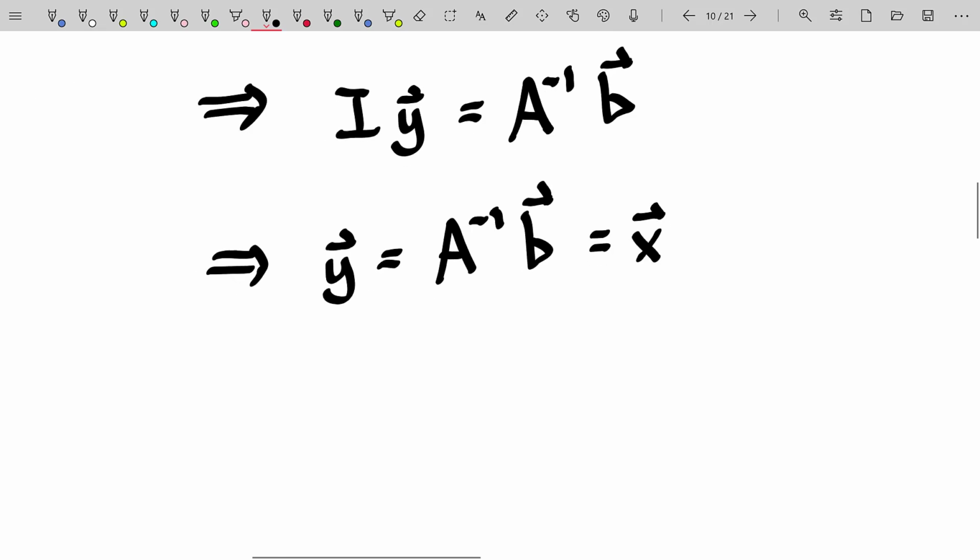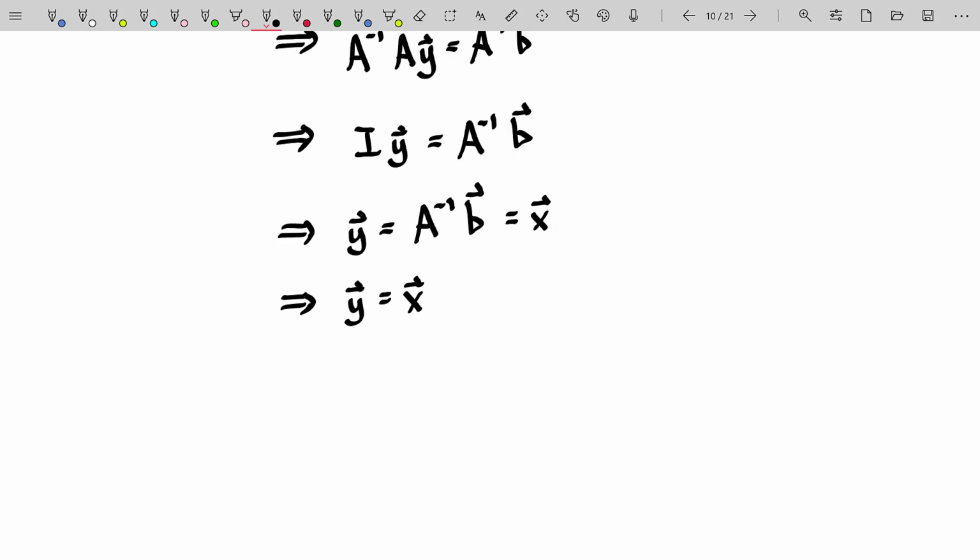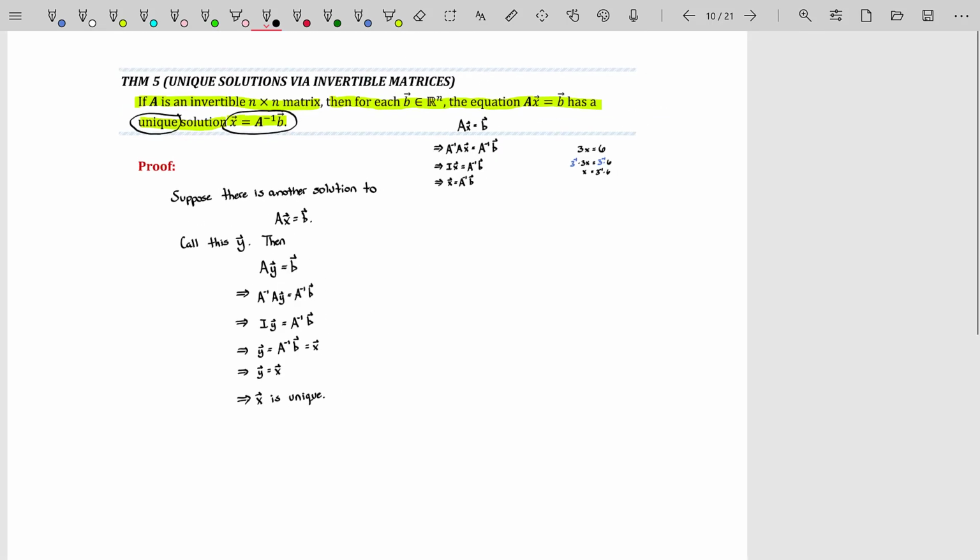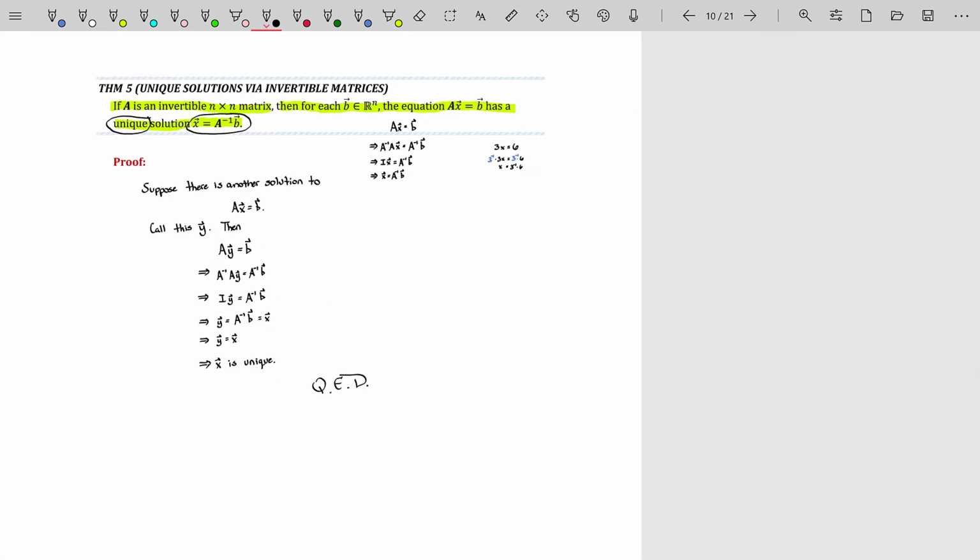So thus, X must equal Y, or you could say it this way, Y is equal to X. And therefore, X must be unique, because Y is a brand new vector, but the only way that brand new vector can also solve AX equals B is if that brand new vector is equal to X itself. And that is the proof of that theorem. Very nice proof. QED, quod erat demonstrandum. So we are completely finished with that proof.